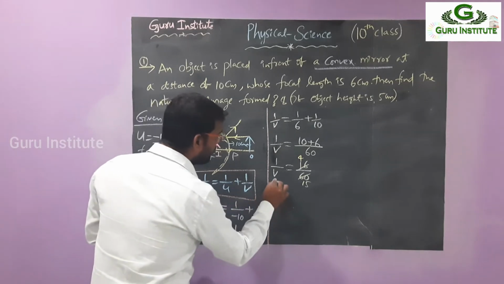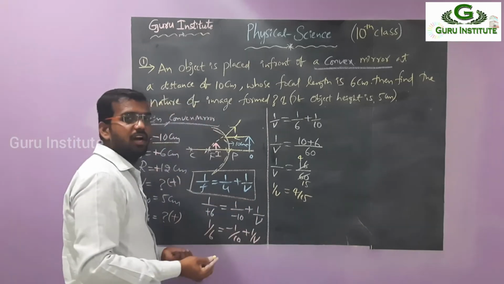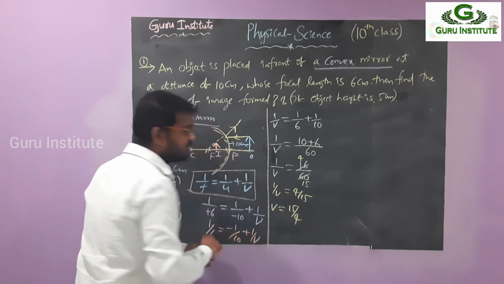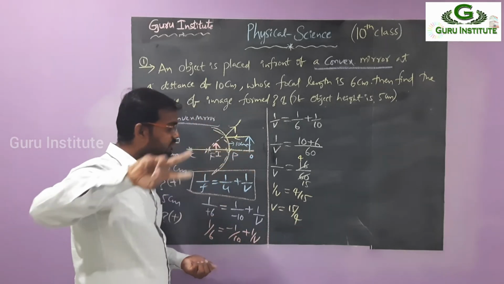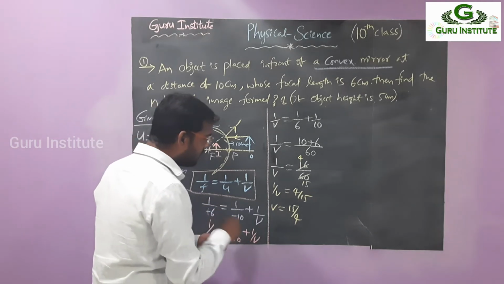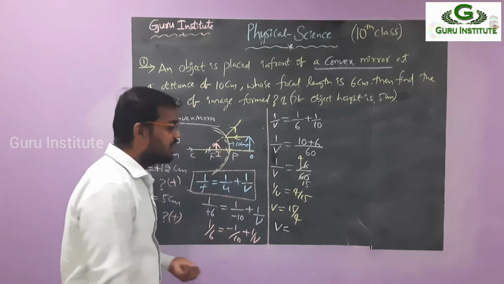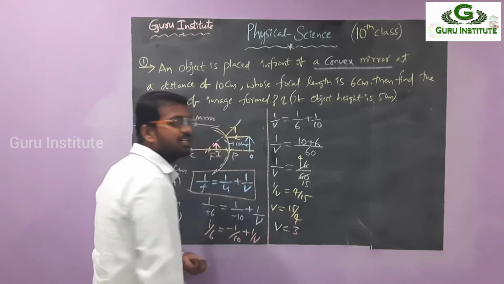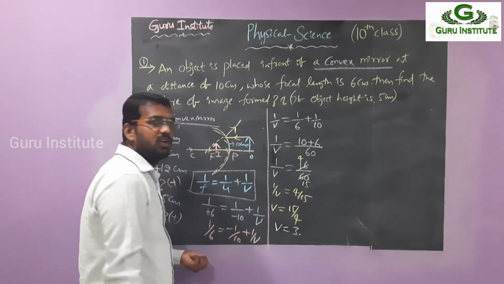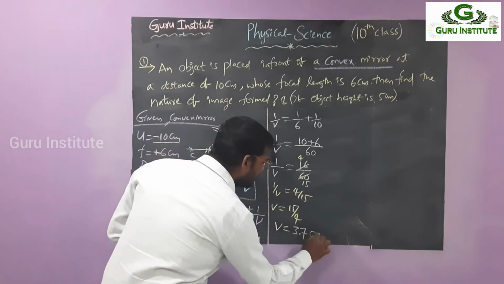So what do you get? 1 by V is equal to 4 by 15. But what we want is not 1 by V, we want V. That means simply 15 by 4. Just do the reciprocal. 1 by V is equal to 4 by 15, V by 1 is equal to 15 by 4. So V is equal to 15 by 4. 4 threes are 12, remaining 3. Then put a point, 0, 30. 4 sevens are 28, remaining 2, 0, and 4 fives are 20, so 3.75 centimeter.